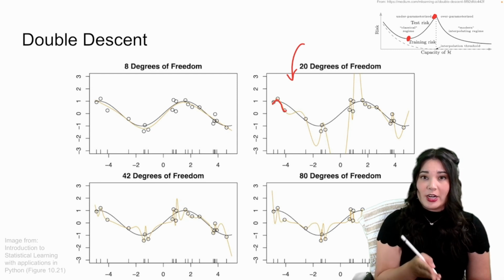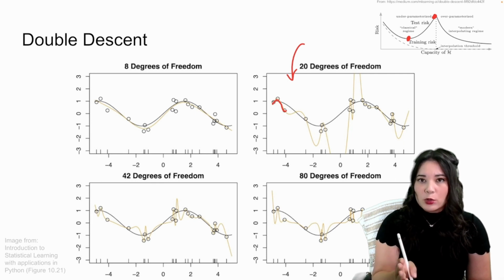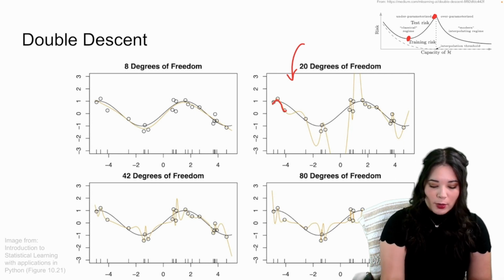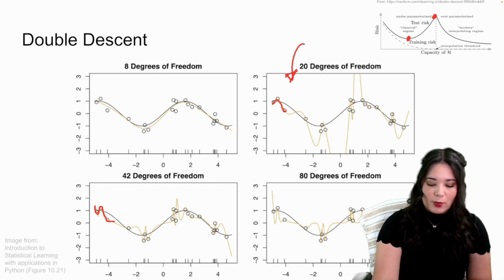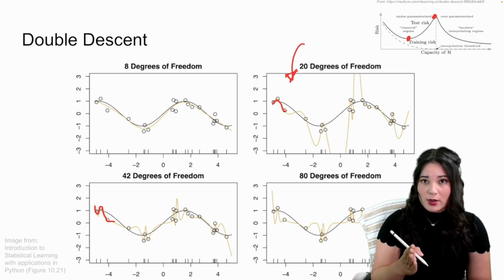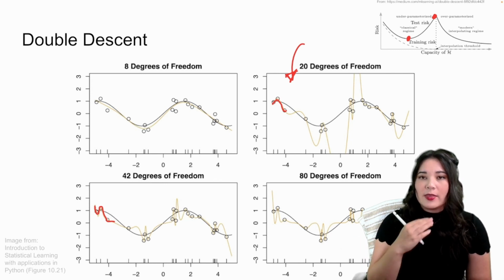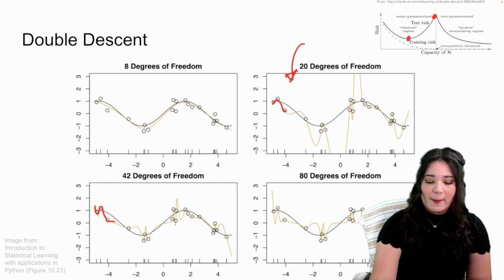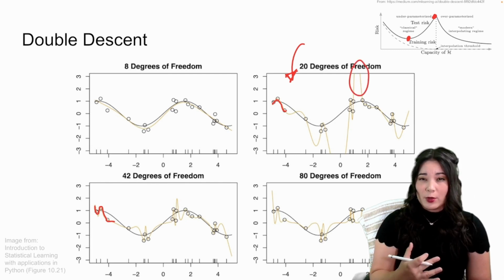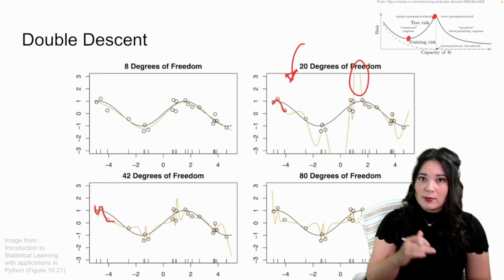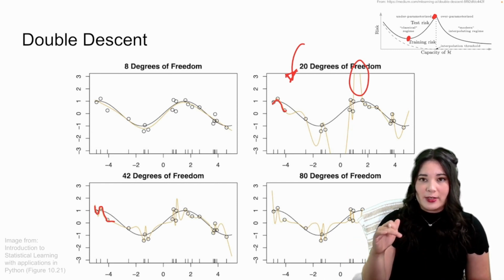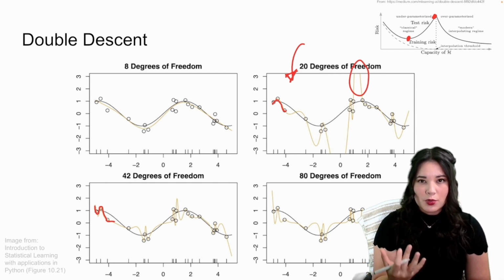What's happening here is once we pass the interpolation threshold, there are actually multiple forms of the model that could perfectly interpolate all of these points. When we were at this 20 degrees of freedom point, there was only one possible model, given the flexibility we had, that could perfectly hit every single point, and it was a bit weird. However, with even more degrees of freedom, that means more flexibility, which means there's actually multiple forms that can hit every single point. So how do we choose between them if they're all perfectly predicting our data?